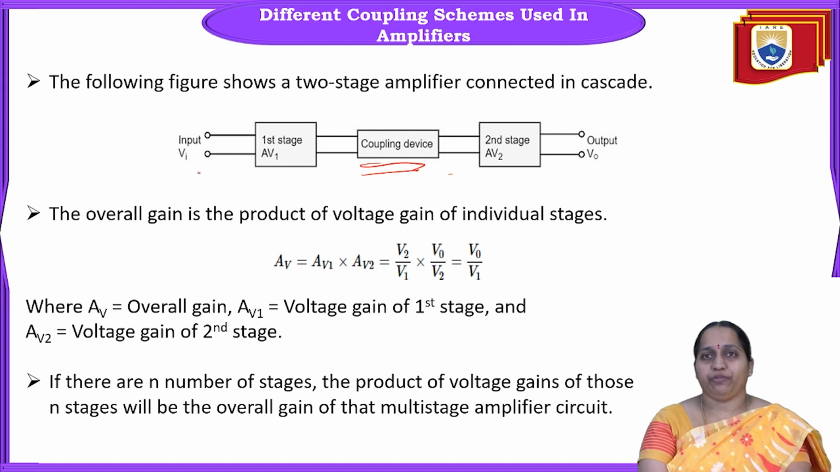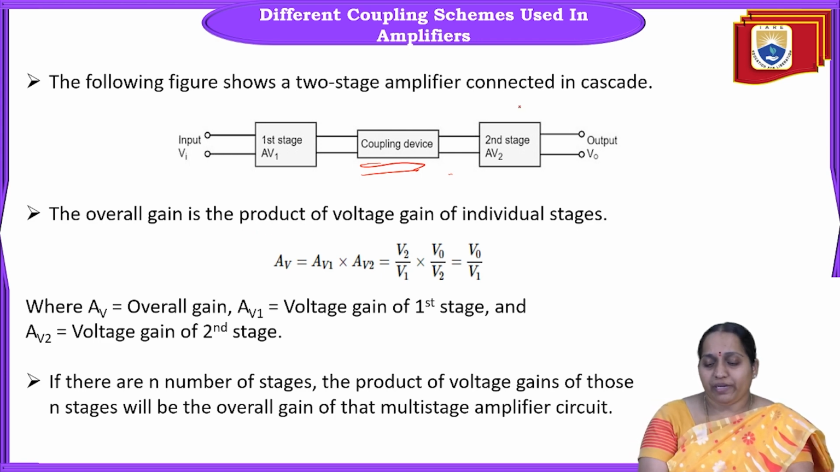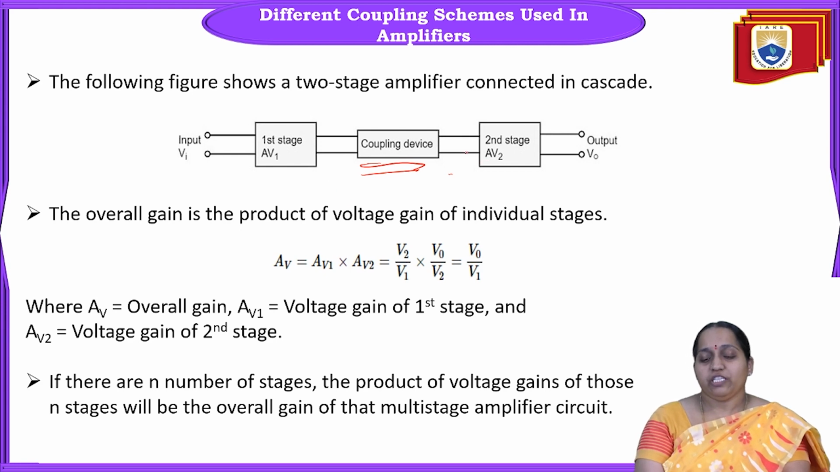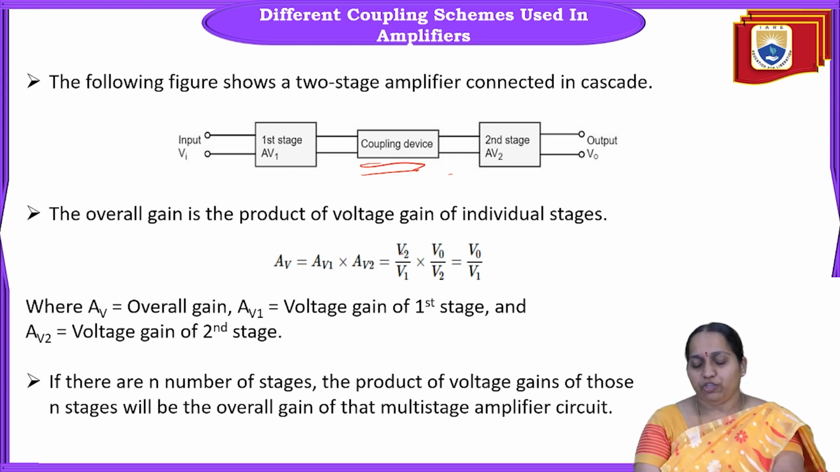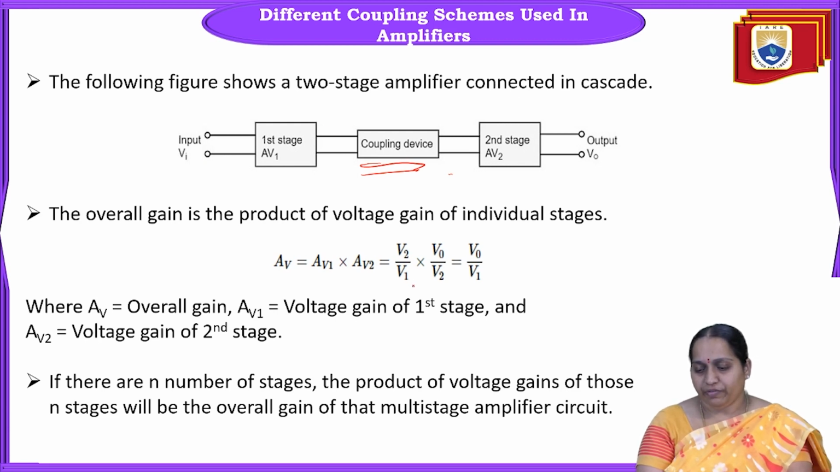The input is taken to be Vi and the output is V0. Now, the overall gain of this two-stage amplifier is nothing but the product of the individual stages. Suppose let us assume that the gain of the first stage is AV1 and the gain of the second stage is AV2. Then the overall gain of this two-stage amplifier will be AV1 into AV2. So, what is AV1? V2 by V1. That is, the output of the first stage is taken as V2, V2 by V1 into V0 by V2.